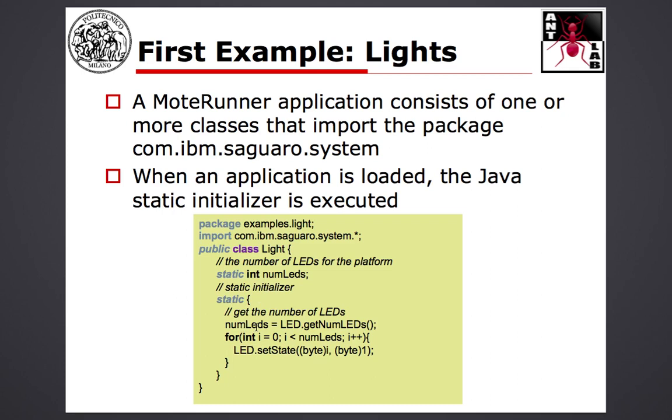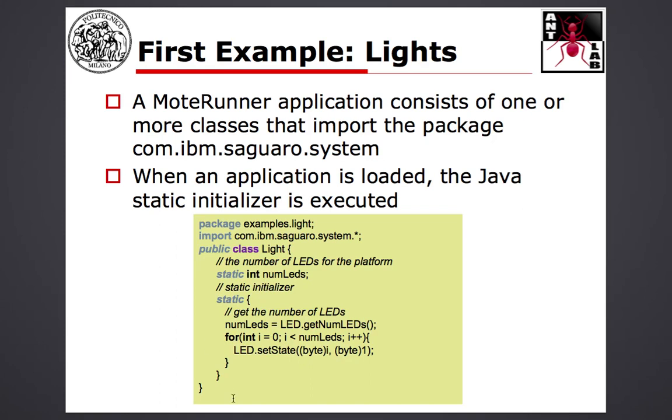What am I doing here? Well, first of all, I'm retrieving the number of LEDs of my mote. So I'm calling the LED.getNumLEDs function, which returns an integer which tells you how many LEDs your hardware has and stores this number into the numLEDs variable. Now, this is needed because, as I said, the compilation process is one for all the hardware that you can use. So if you decide to test it on a hardware that has three LEDs, numLEDs will be three. If you have a hardware which has only one LED, numLEDs will be one. But you don't have to recompile the application.